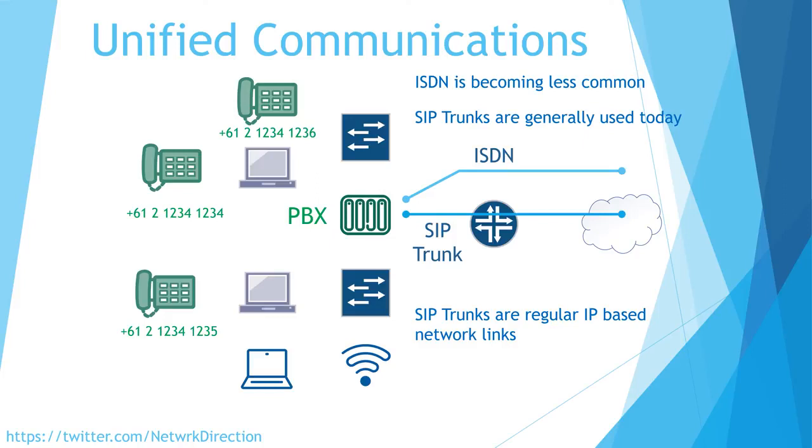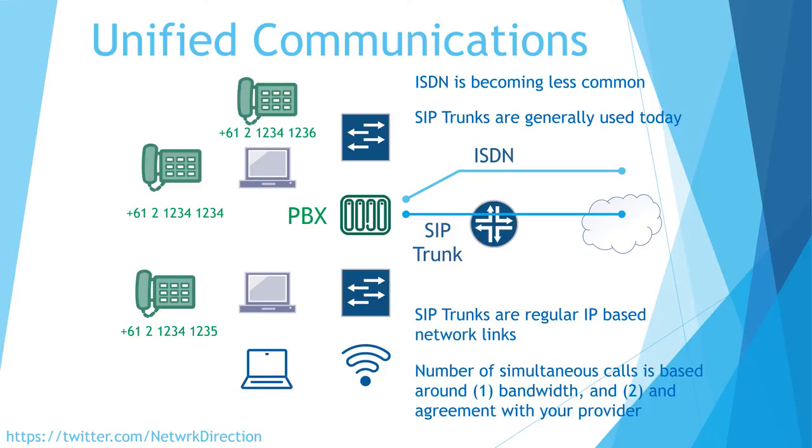Previously, the number of phone calls you could have at once was based around the number of ISDN or PSTN links that you had. Now it's based around two completely different things. These are the bandwidth of the SIP trunk and an agreement you have with your provider. For example, you may be paying them to allow 5 calls, 500 calls, 5,000 calls, whatever it might be. The whole point of this section is that an organisation can have many phones, each with an extension. Extensions often have a DID linked to them, although they don't have to, and we no longer need separate phone lines for each call.